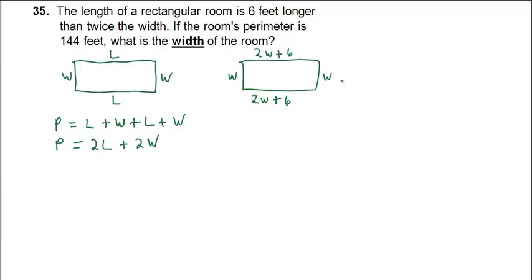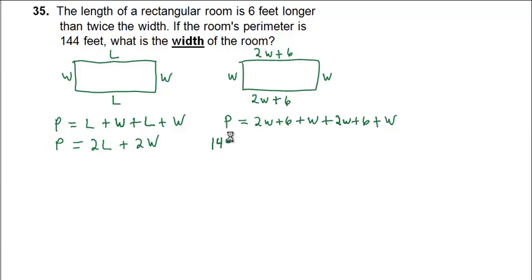Now we look at the figure that we've drawn based on the word problem, and we can deal with the same thing. So perimeter, we know, is 2W plus 6 plus W plus the 2W plus 6 plus W. Now they're giving us the actual perimeter of this room, and that's 144 feet.